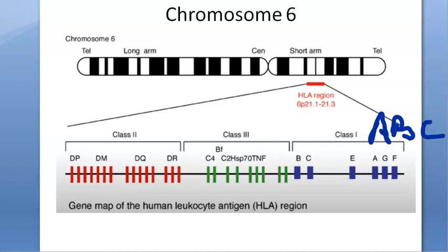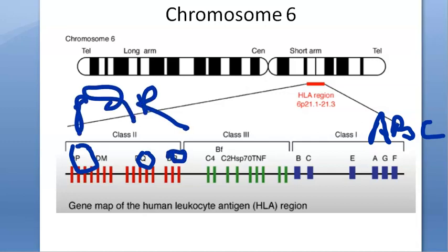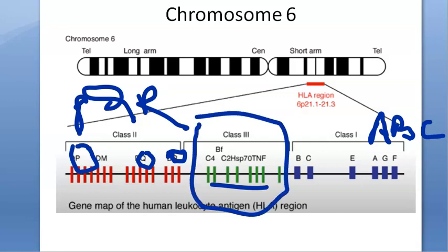And then class 2 has PQR. This P, this Q, this R. So PQR is in 2. And what about 3, guys? 3 is kebab mein haddi, like we told you, in the middle of 1 and 2. It has some crazy things, C, D, F and all that. What is it? Complement factors. So this one is not involved in antigen presentation.